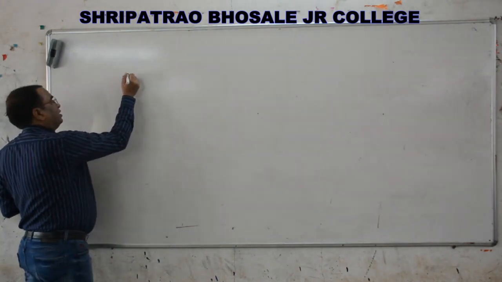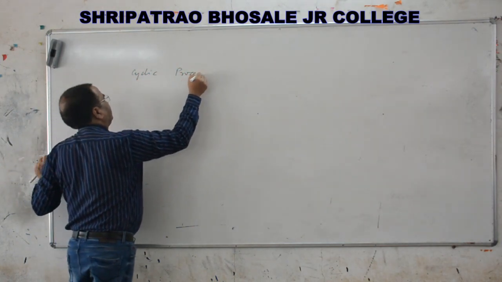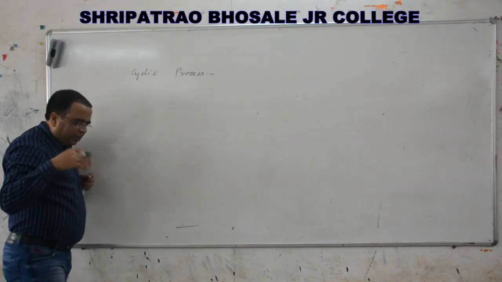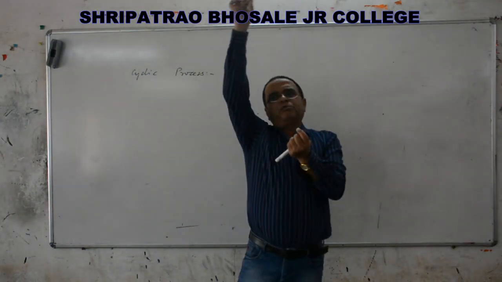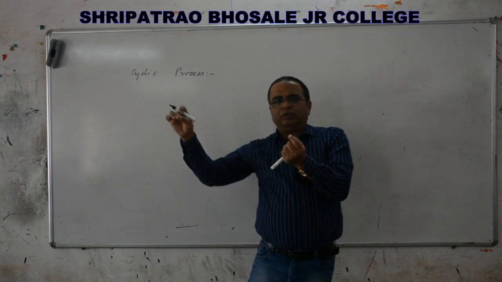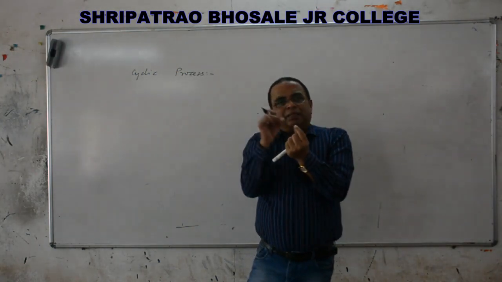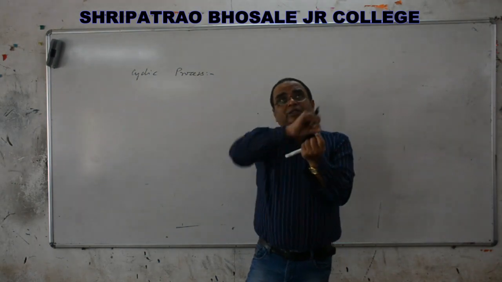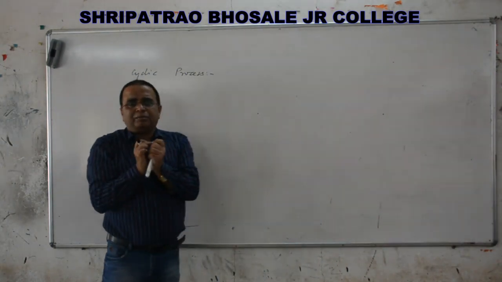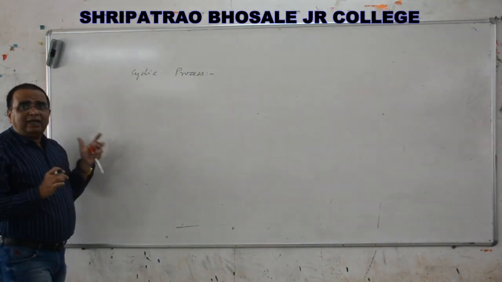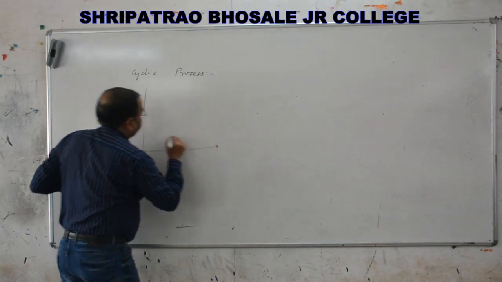One more case is the cyclic process. A process is said to be cyclic when, like a cycle, you start from a point, move here and there along a trajectory, and the particle reaches the same point and starts again following the same trajectory. Such a motion is known as cyclic motion. Similarly, there is a cyclic process in thermodynamics. What is the cyclic process?